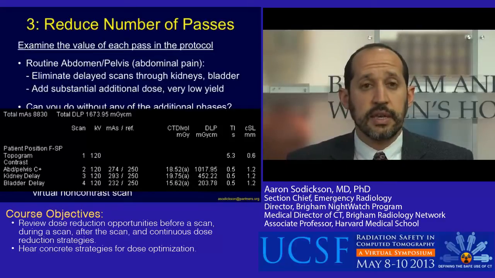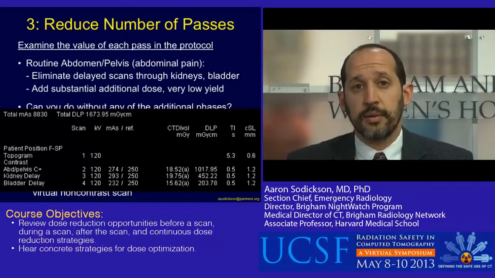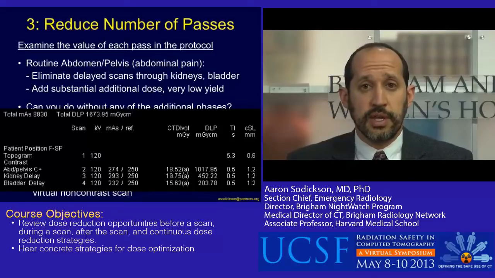Dual energy CT is another area where we're seeing more of this possibility, where we don't actually perform a true non-contrast scan, but we can recover it after the fact in a virtual non-contrast scan with no additional radiation dose penalty.